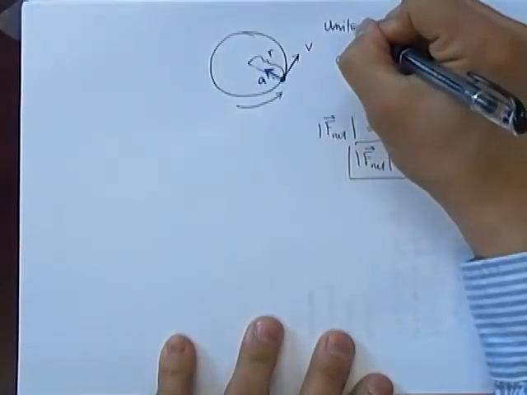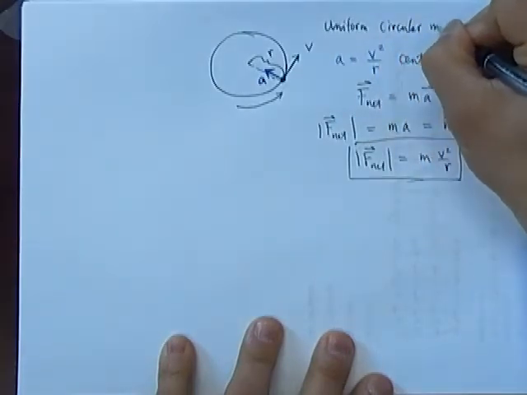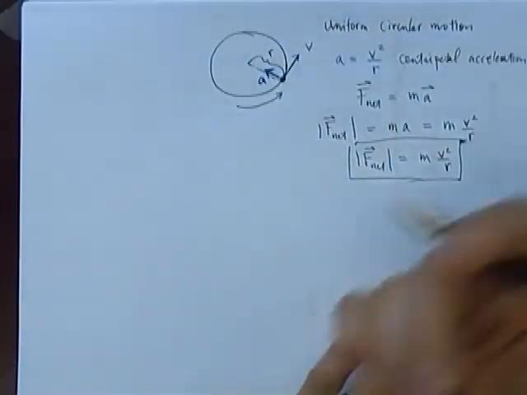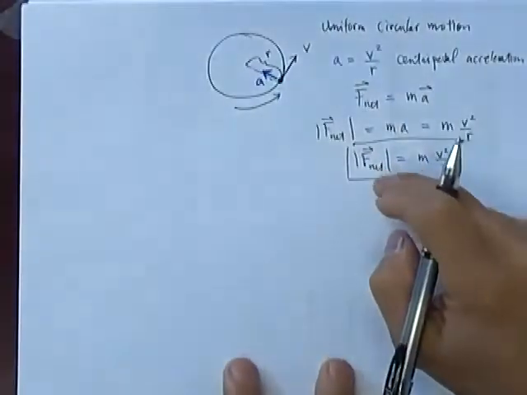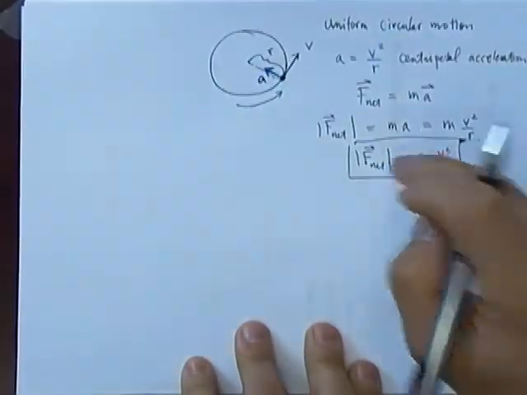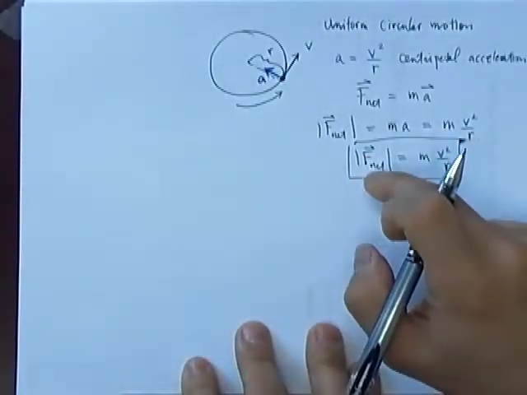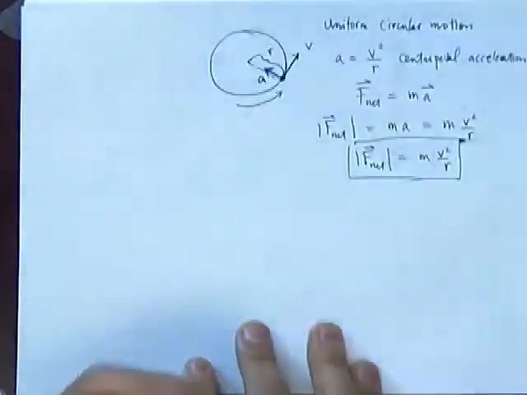Maybe I should have written that on top. Uniform circular motion. Now, it's important to clarify that this is not some extra force. This is not something that just appears out of nowhere. It's just the net force. Something has to provide this force in order for this particle to go around the circle.